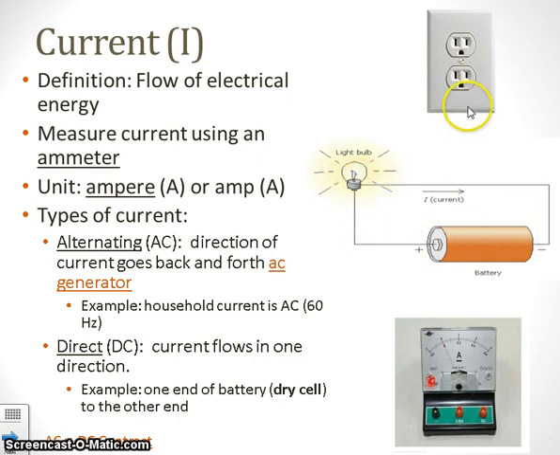Light bulbs can also work in a circuit like this, obviously, because you can plug a lamp into this kind of outlet, which is alternating, and the light will turn on. So light bulbs can use either direct or alternating current.